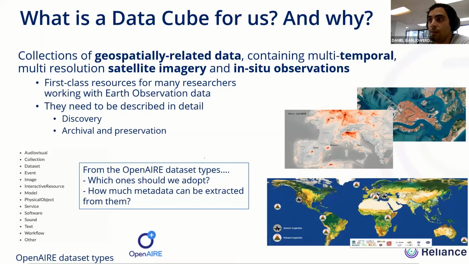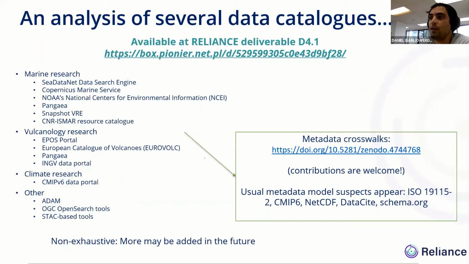And the first thing that we have done is a state-of-the-art, with a thorough analysis of different data catalogs. We have gone through 15 different data catalogs from different community registries in the different domain sciences, including marine research, volcanology, climate research, and others. And we have found that there are usual metadata models used commonly across them, like ISO, CMIP, NetCDF, DataCite, and schema.org.